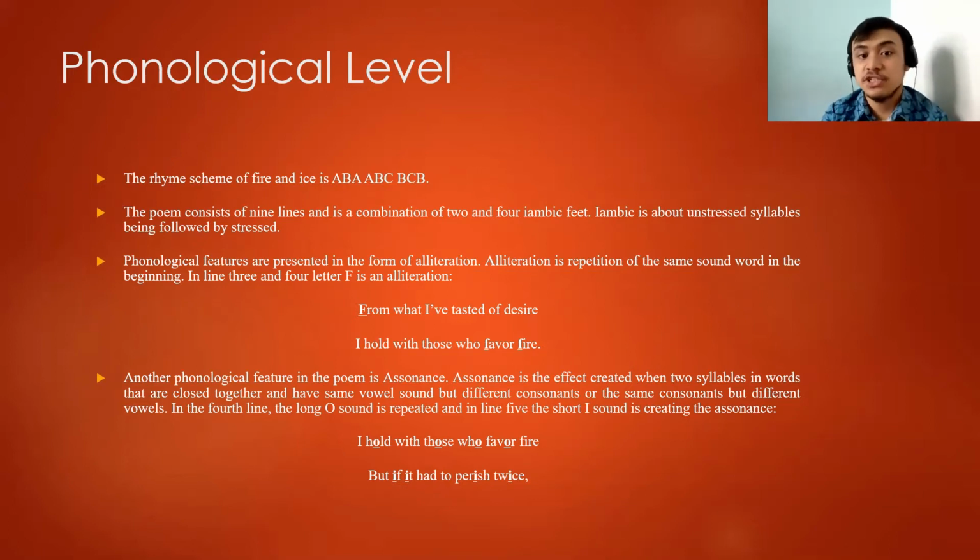And then the second feature is assonance. Assonance is the effect created when 2 syllables in words that are close together have the same vowel sound but different consonants, or the same consonants but different vowels. In the 4th line, the same vowel is O with different consonants, and in line 5 the same vowel is I, even with different consonants.